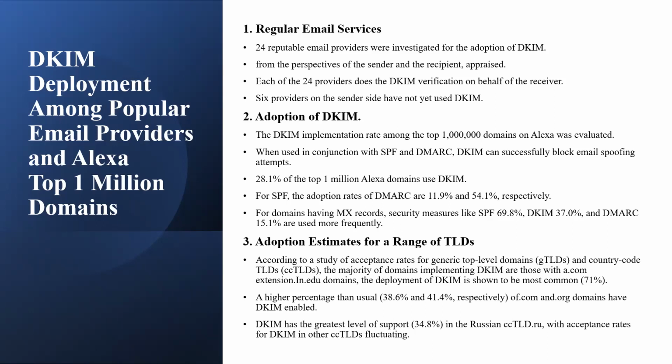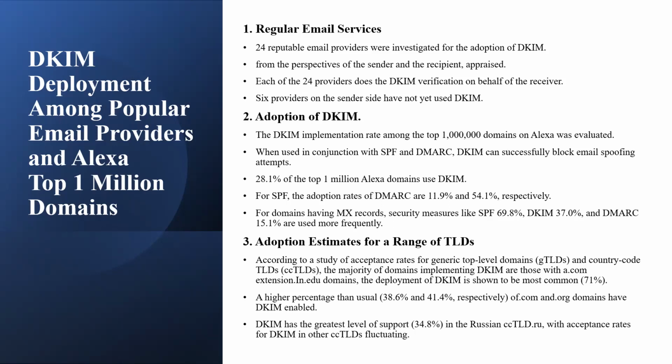And the third step is adoption estimates for the range of TLDs. TLDs are nothing but top level domains. According to a study of acceptance rates for generic top level domains and country code top level domains, the majority of domains implementing these services are those with a .com and .edu extension, like education domains. The deployment of DKIM is shown to be the most common, at 71%.